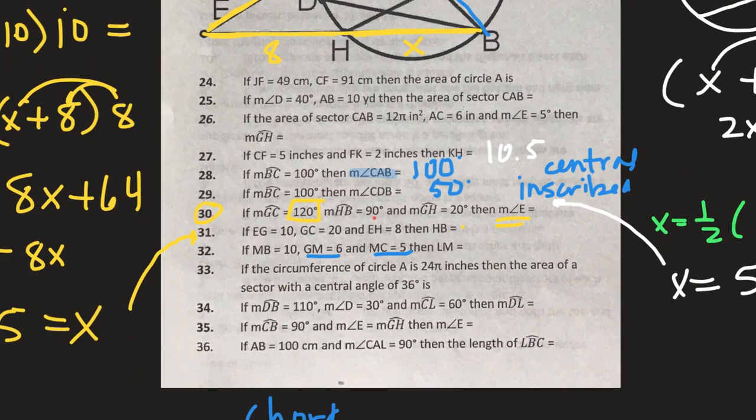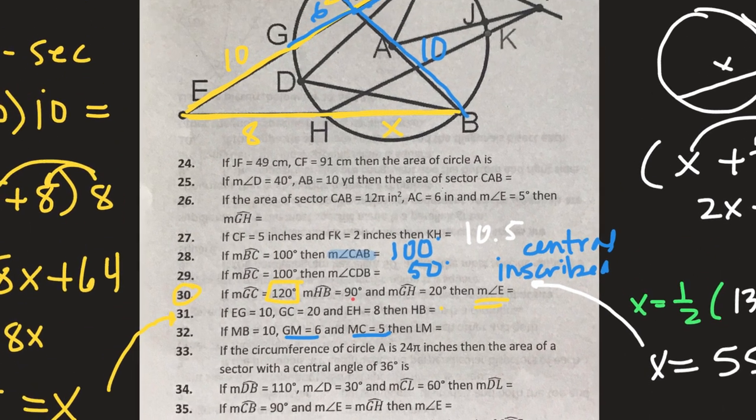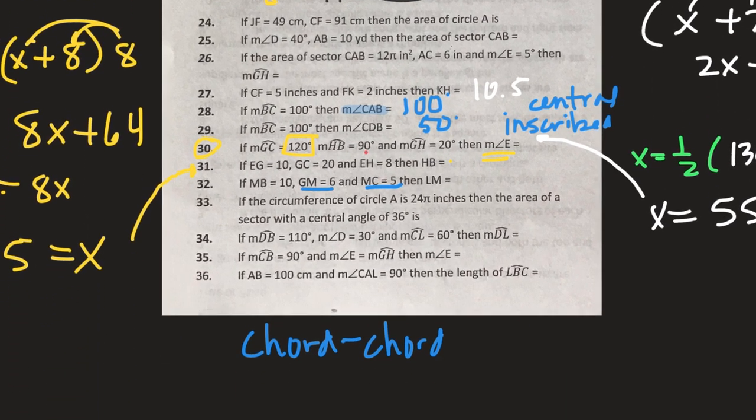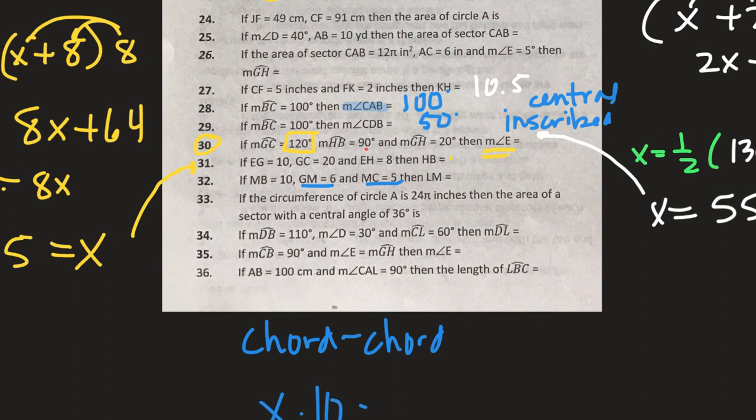So we're going to use the chord theorem's relationship, which says we multiply down the chords. So x times 10 needs to equal 5 times 6. Okay, so 10x equals 30, which means x equals 3. So LM is going to be 3.